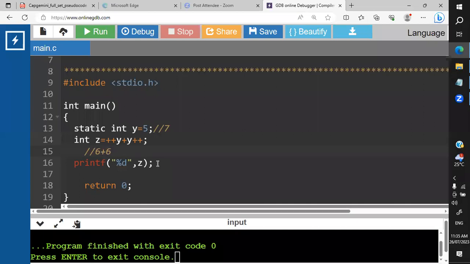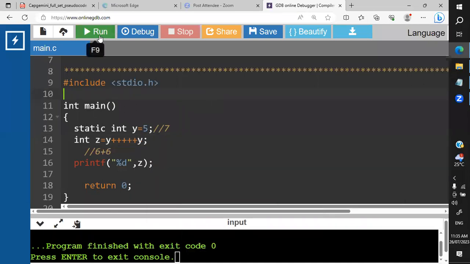It's a question of pre-increment and post-increment differences. Okay, y plus plus plus plus plus plus y. I think that will give an error, because we cannot keep that many pluses in between without any space. Probably, not sure.